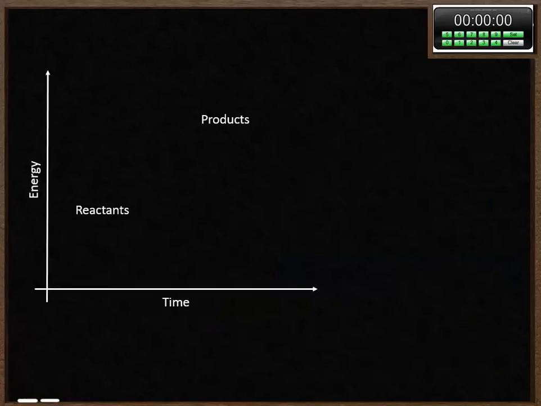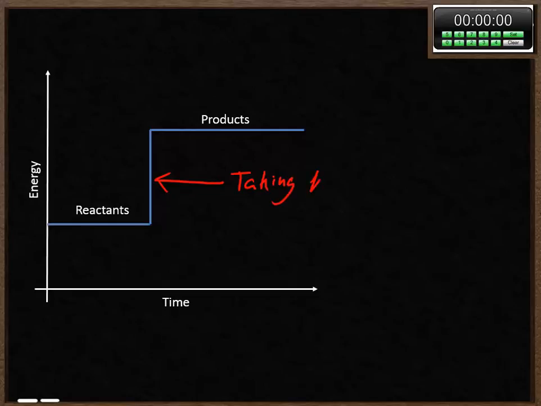If we were to have a look at an energy level diagram, we can see these reactions start off with quite a low amount of energy for the reactants. As the reaction occurs, we then get more energy stored inside. That's because the energy is being taken in, it's being absorbed into those chemicals from the surroundings. So they're taking in energy from the surroundings.